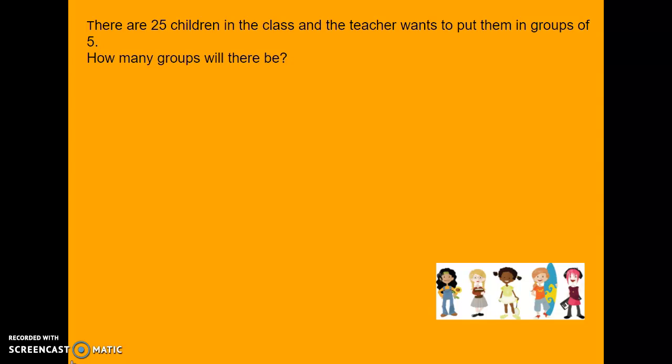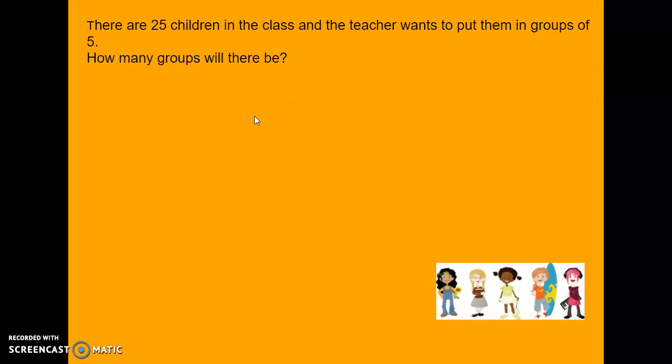I want you to decide if it is a sharing or a grouping problem. So this time there are 25 children in the class and the teacher wants to put them in groups of 5. How many groups will there be? Right, so what's important? Think about it carefully. What do we need to know to help us solve the problem? What does it want us to do? So we know that there are 25 children, that's important, and we know that the teacher wants to put them in groups of 5. How many groups will there be?